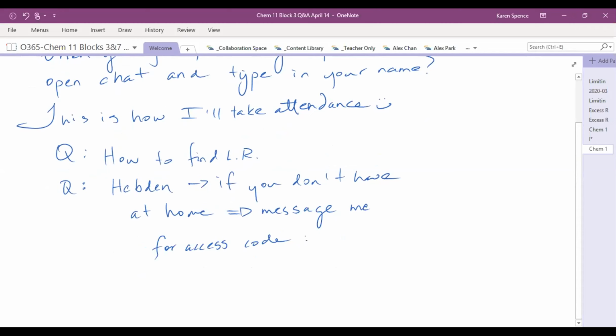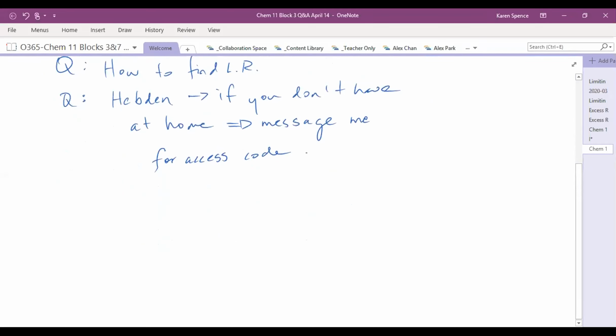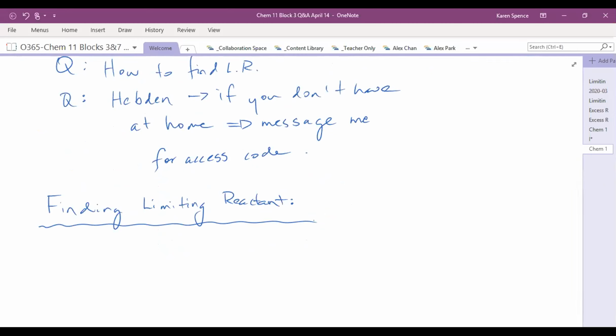Any other practical questions, or shall we just get to how to find a limiting reactant? All right, finding the limiting reactant. For any mole ratio and limiting reactant, it's all the same stuff, so we'll get into that. Let me just find the correct page here. There we go.